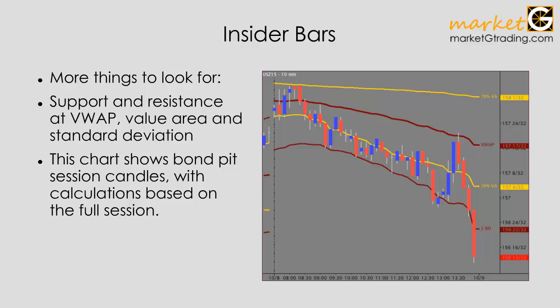This chart shows a bond futures pit session, but what I did is I calculated all the statistics based on the full session, and that's an option in the latest version. You can use pit session for your chart, but calculate your data on the whole data stream. And you can see here early on, the 70% value area from the overnight session was resistance, and rallying back to the VWAP in the middle of the day, that's classic. So just keep your eye on this kind of stuff as you play with it.